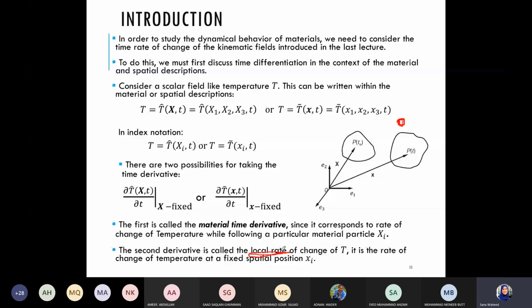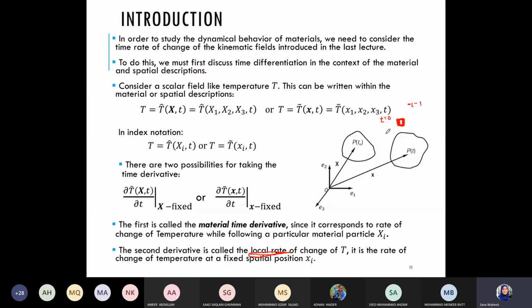It is the local rate of change because I fixed my position in space and I'm just sitting here considering that at t is equal to 0 there was a particle, what is its temperature change, or at t is equal to 1, in the same space where I have to stay, some other particle has come, what is its rate of change of temperature, then at t is equal to 2 some other particle would be passing through, what is its rate of change.